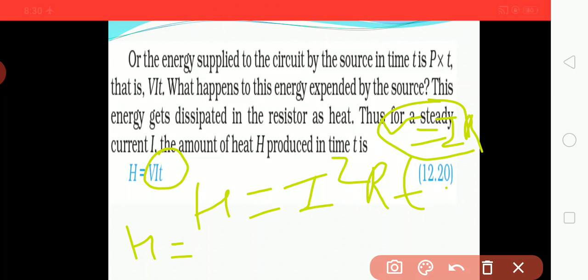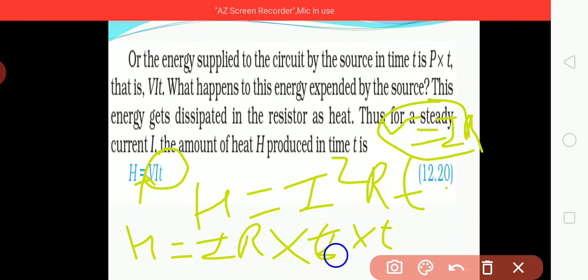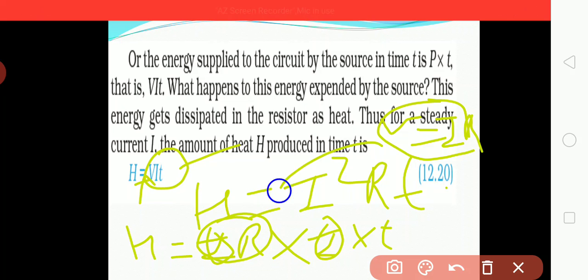So in place of V, we can substitute IR. So IR into I into T. I and I, it will be I square RT. So we will get H is equal to I square RT. Once again I am repeating: we have the formula H is equal to VIT. In VIT, we have replaced V with IR. I will be as it is, T will be as it is, so it will be I square RT.